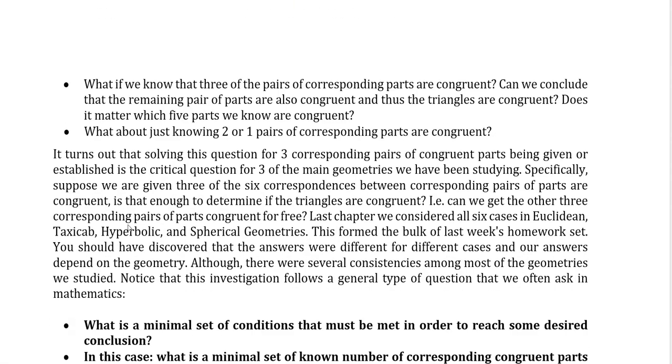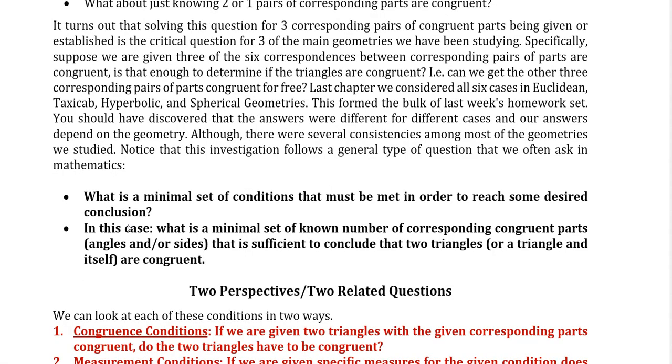Is there enough? Well, it turns out that the crux of the matter, we hopefully found out in our investigations last week, was three parts. In Euclidean geometry, knowing 1 or 2 is never enough. Knowing 4, 5, or 6 is always enough, at least for Euclidean geometry.